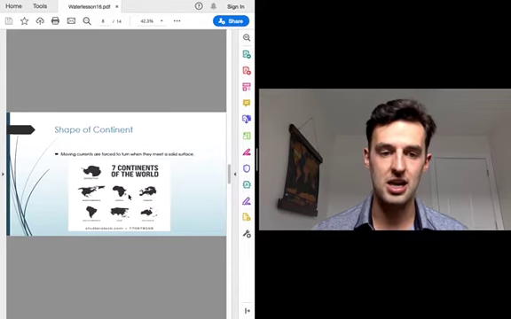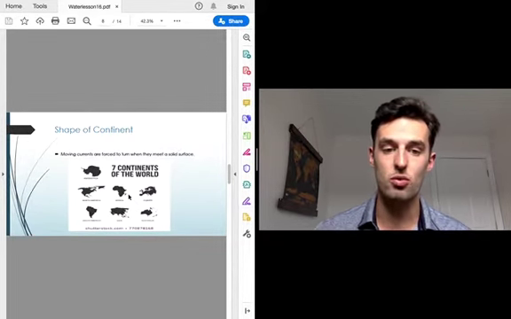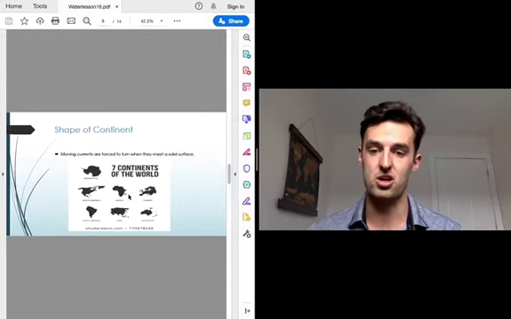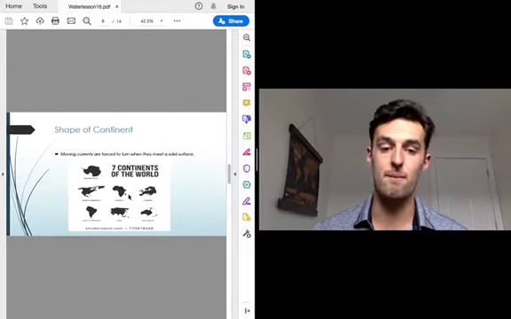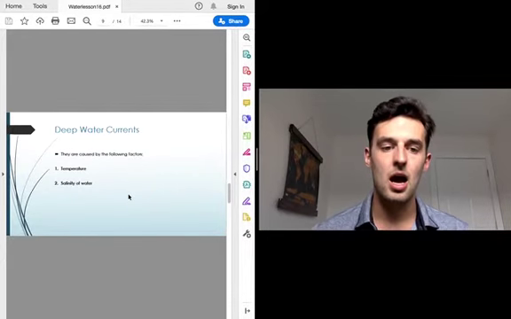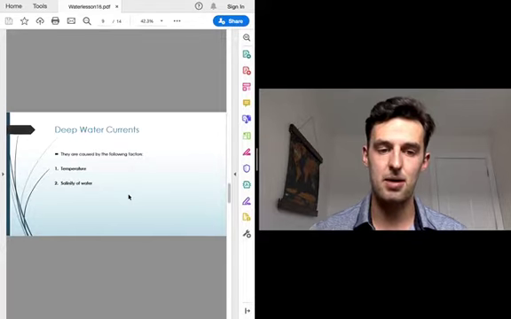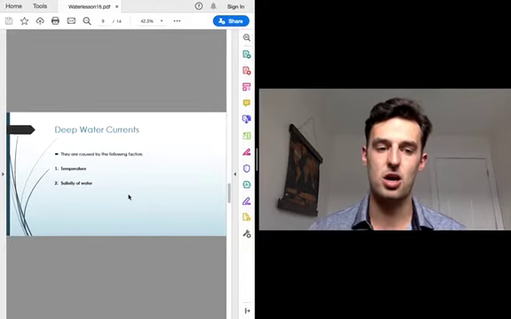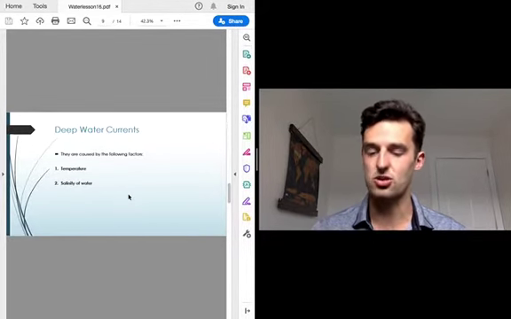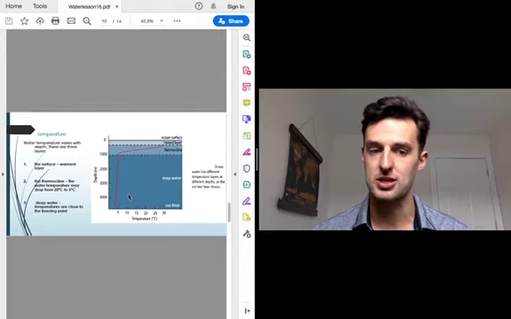The shape of the continent affects how they move as well. Moving currents are forced to turn when they meet a solid surface. So depending on the shape of the continent, they're going to move in a different direction when they reach that continent. When we talk about deep water currents, they are caused by the following factors: temperature and then salinity. The amount of salt found in that water affects deep water currents.